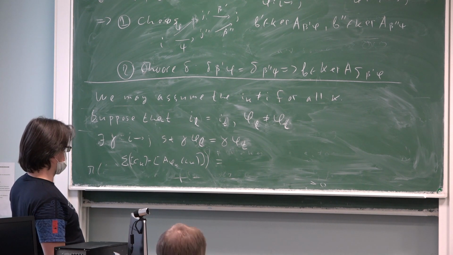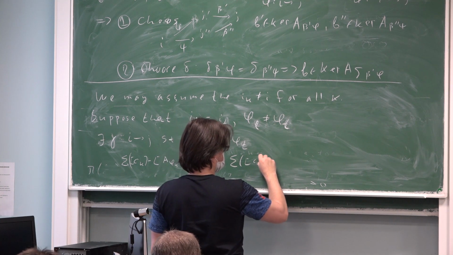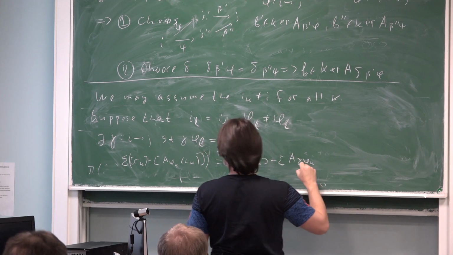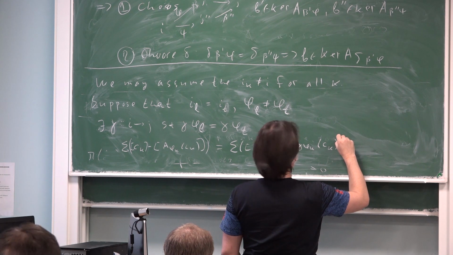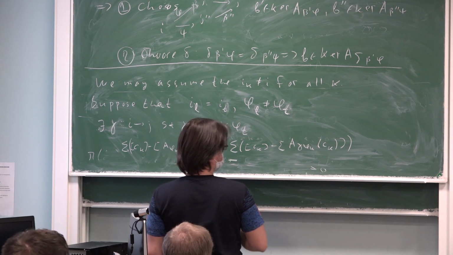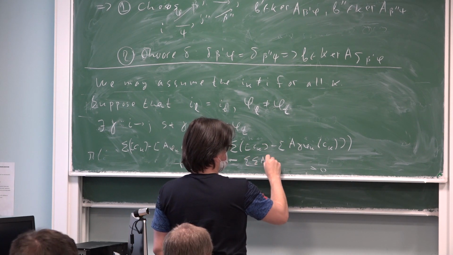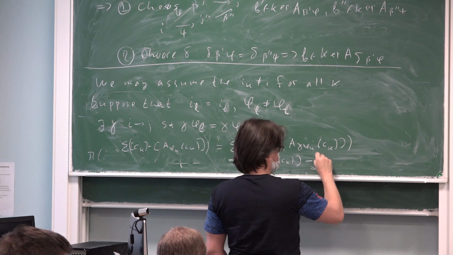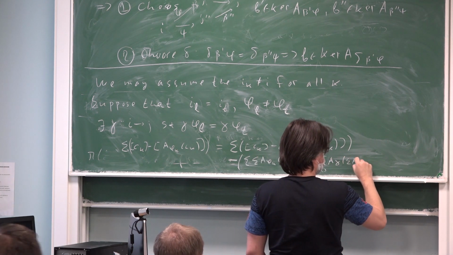By what can we replace it? By the sum of ck minus a gamma phi k of ck, yes, plus minus the sum a phi k of ck, minus a gamma of some a k of ck.